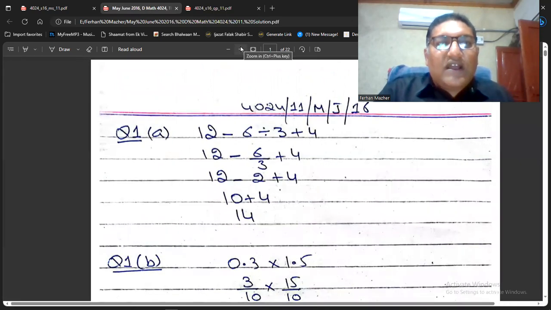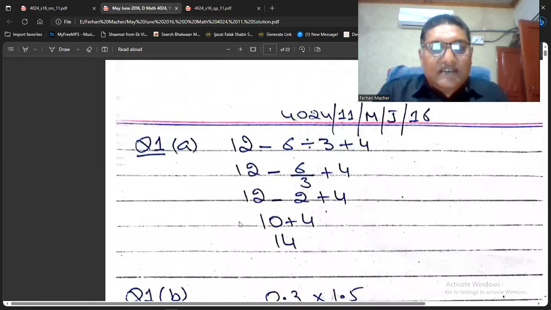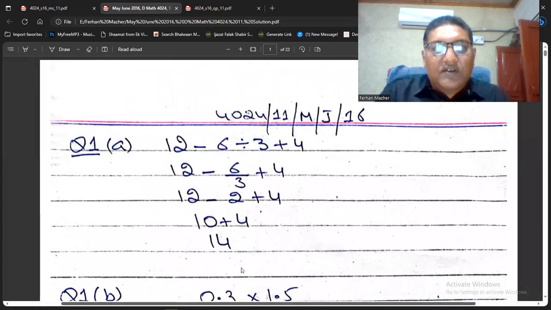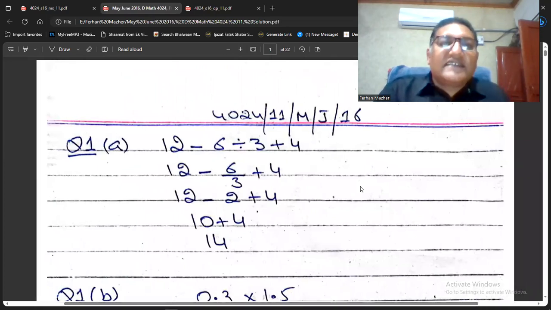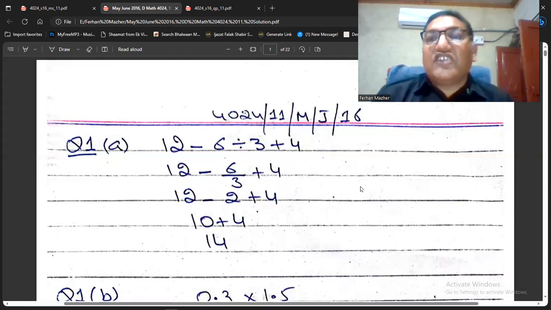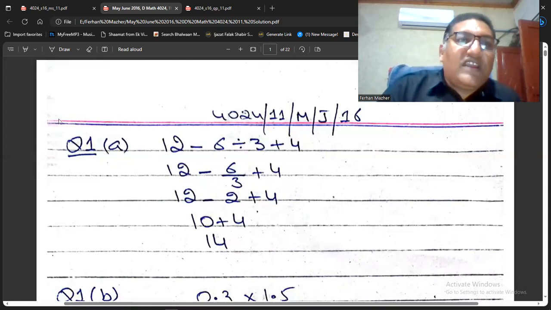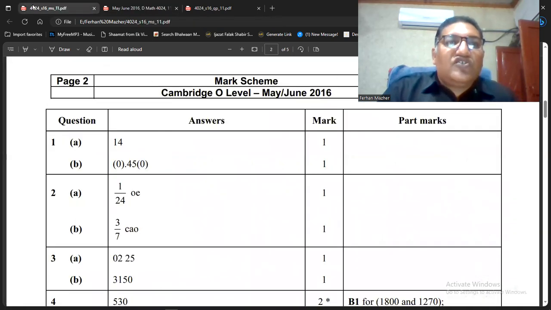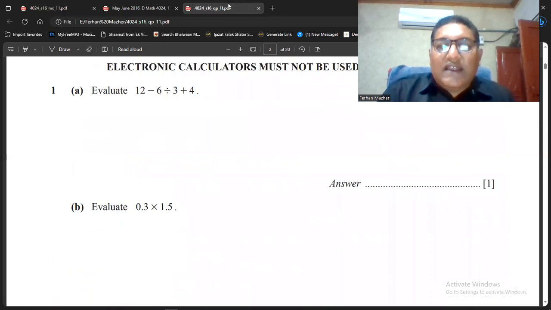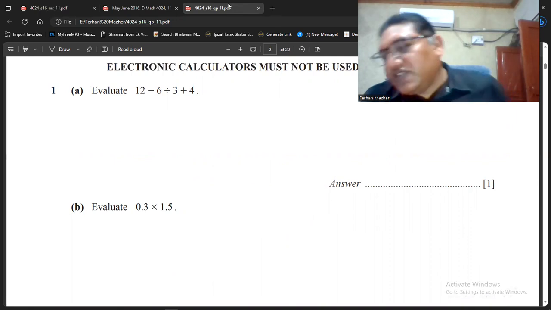So you have 12 minus 6 divide 3, and we can say that 6 divided by 3 will be 2. So you will have 12 minus 2 plus 4, and that will be 10 plus 4, and that will be 14. So 14 is the right answer. This is the solution. Question number 1, and it's the B part, and let's move.